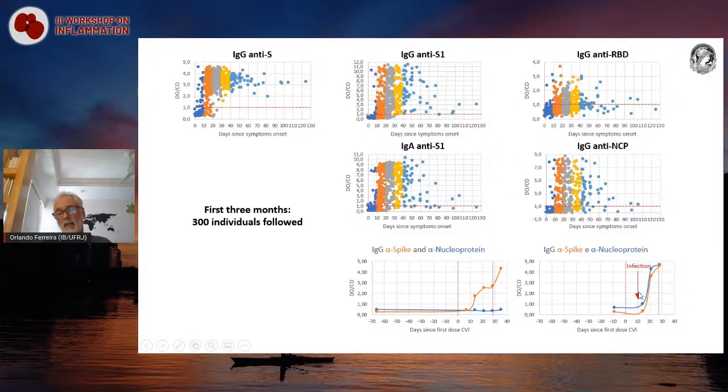However, if the patient gets infected after vaccination, the nucleoprotein antibody emerges at a very high speed, similar to the one that appeared with the antibody against the trimeric protein.